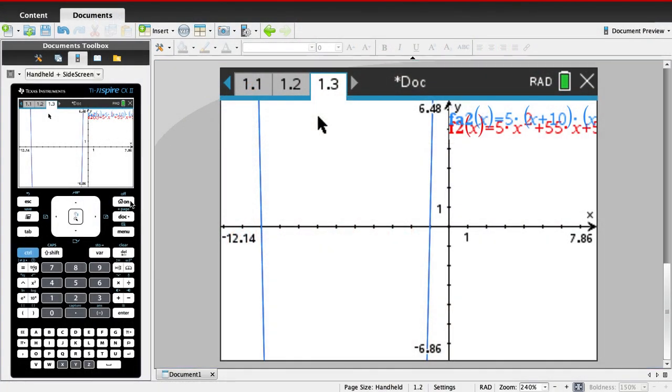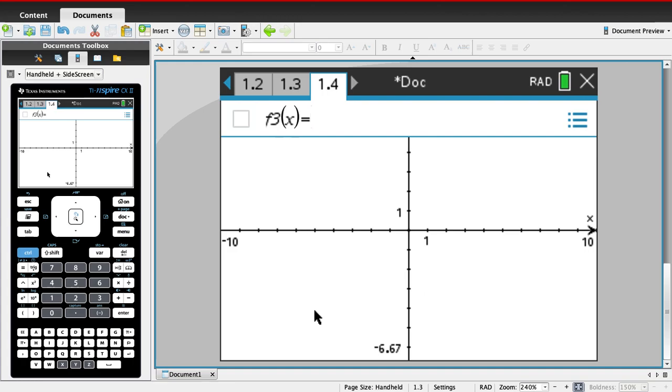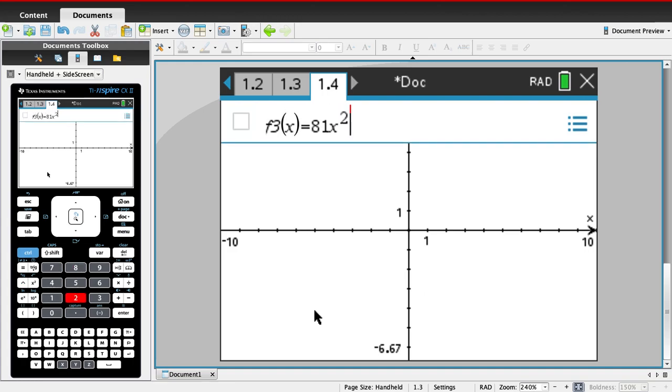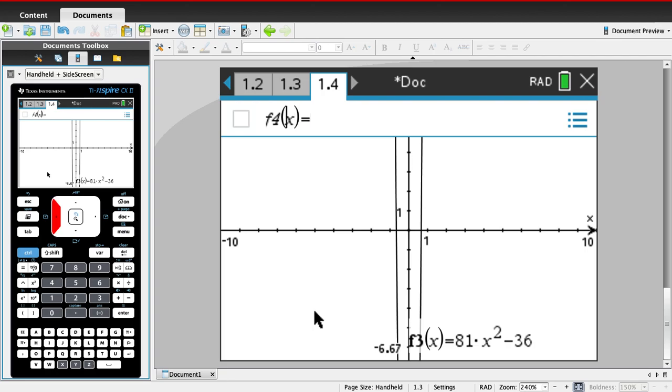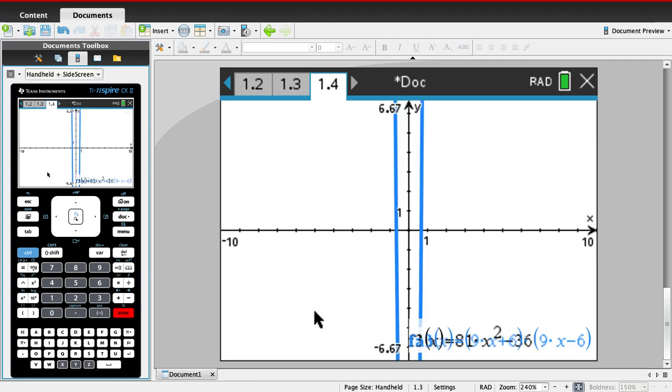So let's head back over to the calculator. I'm going to start a new graphing page. I'm going to call my original F3. And I'm going to go ahead and type in my answer for number 3. And that's going to be 9x plus 6 times 9x minus 6. And look at that, it lays directly on top of there. So that tells me 100% that this is the correct answer.